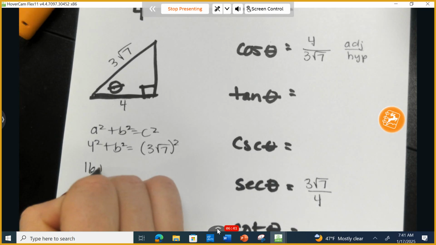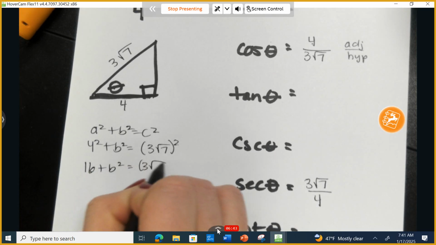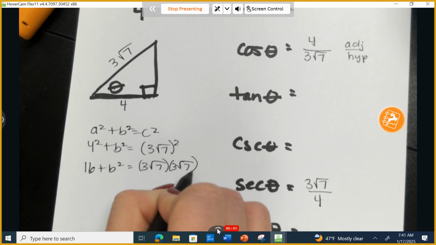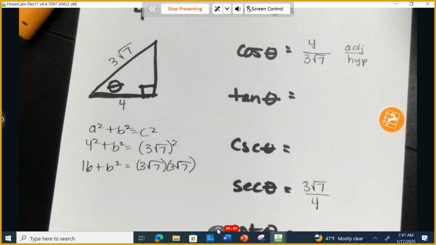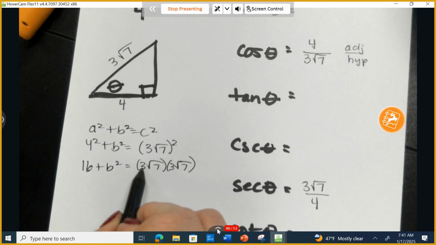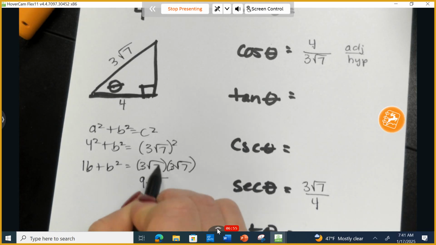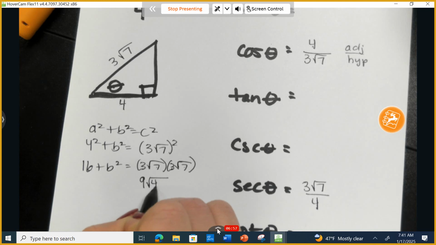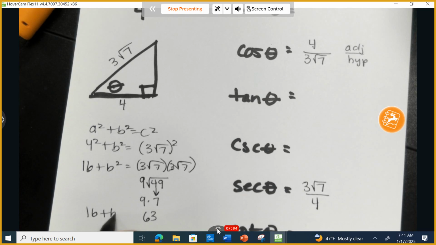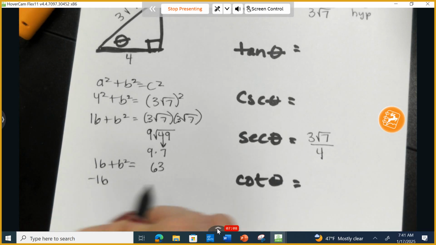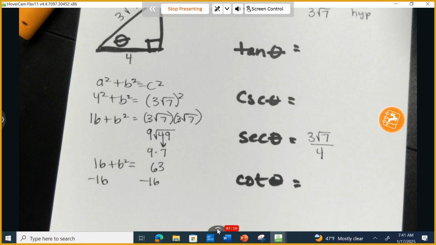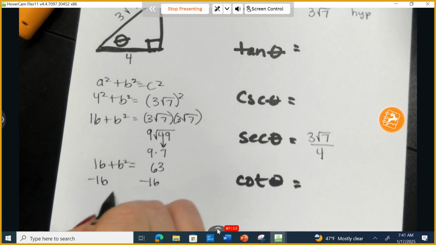I know 4 squared is 16. How do I write this out? Well, I'm going to write it out twice because that's what it means. We're taking the quantity 3 square roots of 7 and we're squaring it. Okay, well, how do I multiply these? 3 times 3 is 9. The square root of 7 times the square root of 7 is the square root of 49, but I know the square root of 49 is 7. So this actually equals 63. I have 16 plus b squared equals 63. Now I'm going to subtract 16 over to the other side, and I'm going to take 63 minus 16 to get 47.